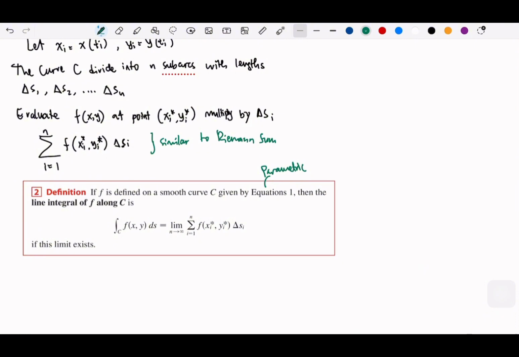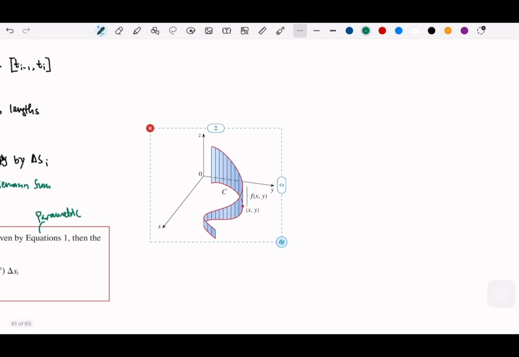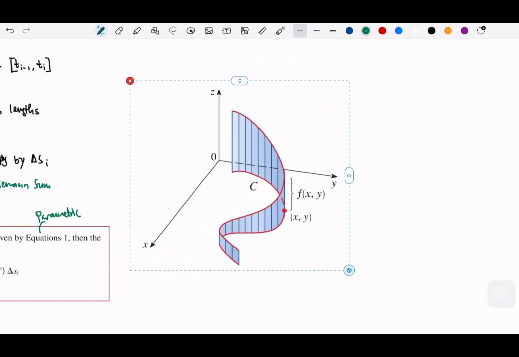Along. So if we visualize what it is, if we take this example here, basically this is the curve C. So the integration means we take this curve going up based on the function. So that's the line integral. Okay, so that's the definition.